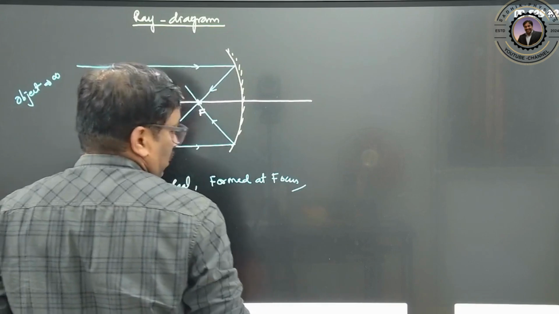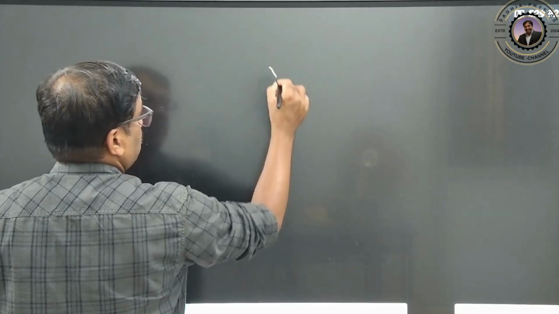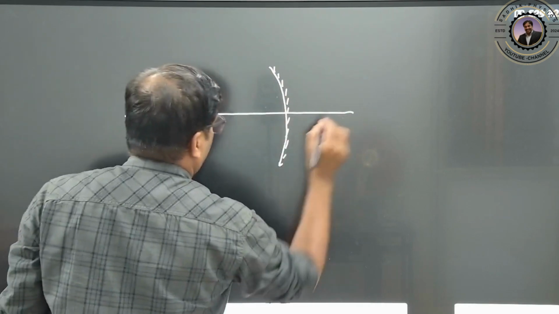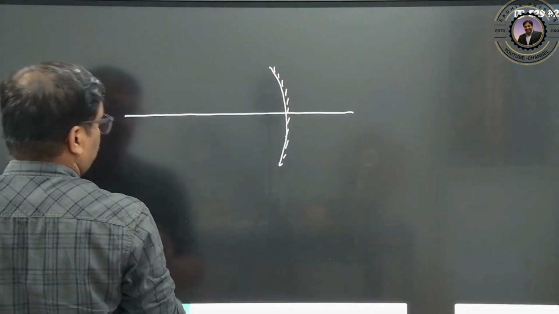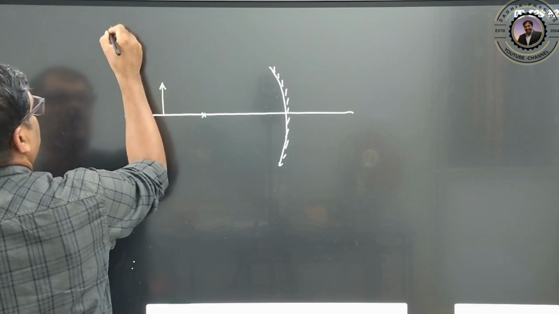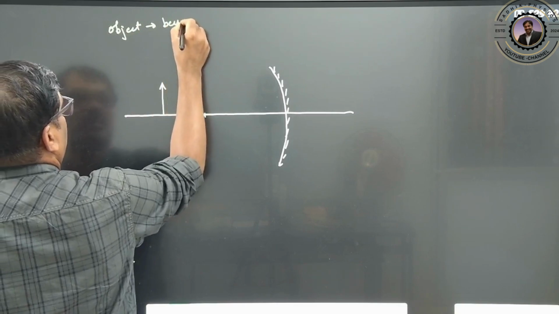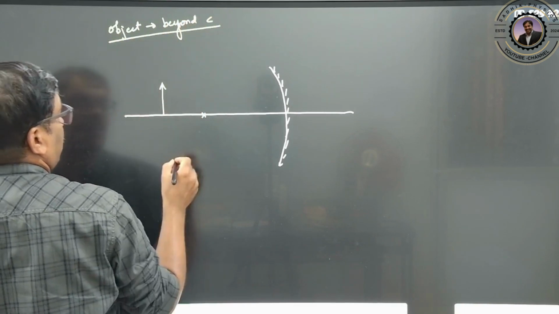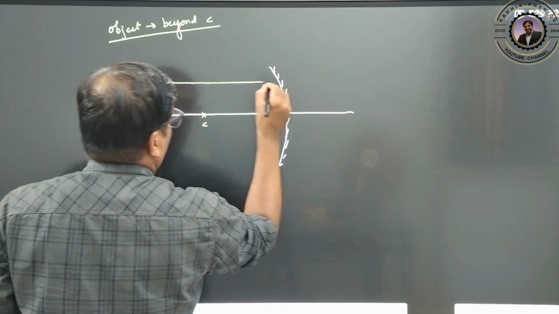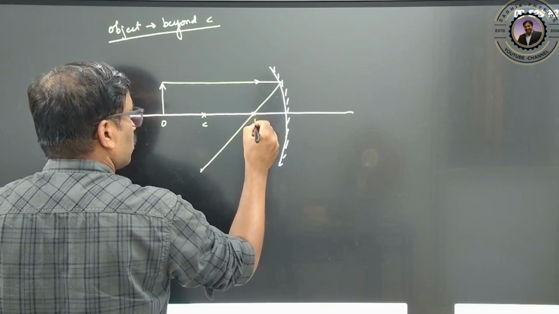Now let us draw one more ray diagram. Suppose this is your concave mirror, these are your light rays, and this is your principal axis. If an object is kept beyond C, beyond the center of curvature, this is the object. If any light ray is going parallel to the principal axis, what will happen? After reflection, it will go to the principal focus.